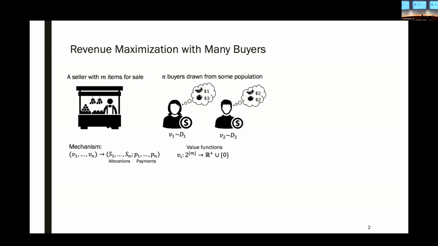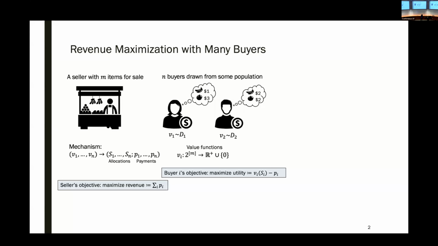And what is a mechanism in this setting? It takes all of these values from the n buyers, and it returns an allocation, which is a partition of the items across the buyers, as well as payments that the buyers make. And of course, we assume that buyers are quasi-linear, so each buyer's objective is to maximize the value of the set they get minus the payment they make, and the seller's objective is to maximize the sum of the payments they obtain, subject to the usual incentive constraints. So that's the problem we want to solve.